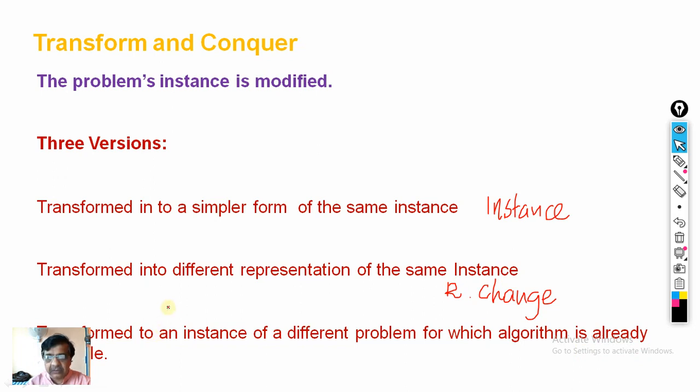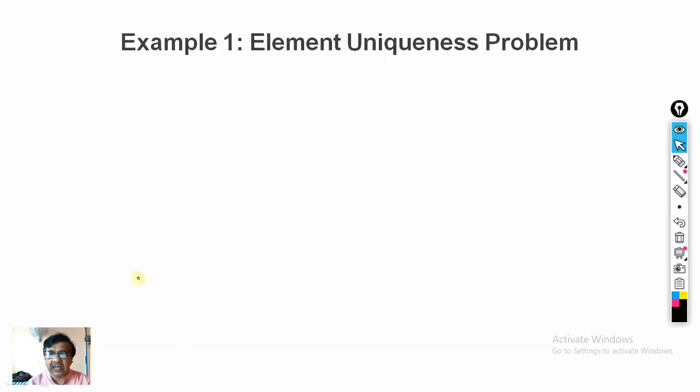Next, we will go to the next slide. The first problem that we take up as an example is the element uniqueness problem. We had attempted this when we discussed the brute force technique. Let us say the brute force technique involves too much comparison.